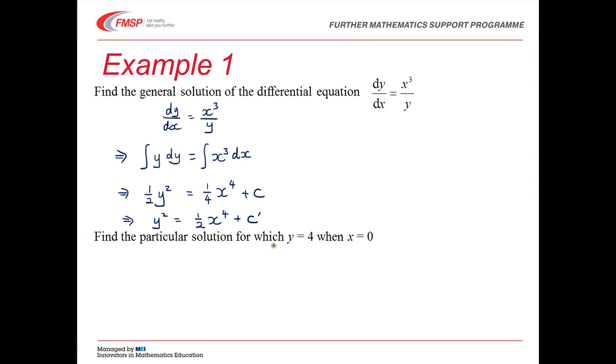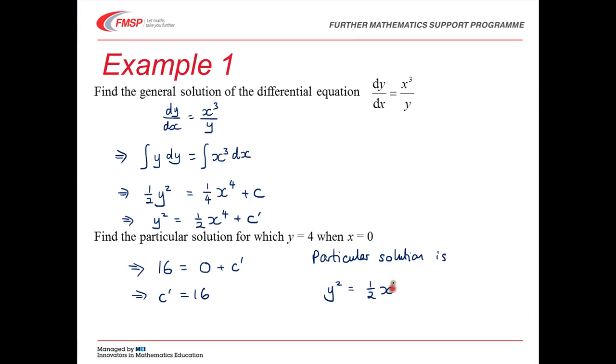Then we're told that when x is 0, y equals 4. So that means that 16 equals 0 plus c dashed, and therefore that c dashed is equal to 16. Our particular solution is therefore y squared equals a half x to the 4 plus 16.